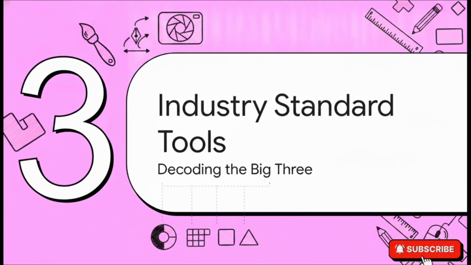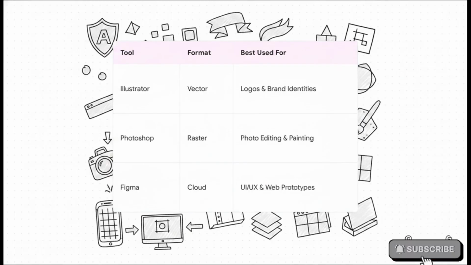Let's roll into Section 3, the industry standard tools. Time to decode the big three. Now we're going to map those core concepts we just learned directly to the software that pretty much every modern graphic designer needs in their toolkit. Honestly, treat this like your ultimate exam cheat sheet. First up, Adobe Illustrator, the king of vectors. If you're building logos, custom typography, or brand identities, this is your home. Next is Adobe Photoshop, the master of raster. If you're manipulating photos, doing digital painting, or retouching, absolutely nothing out there beats it. And finally, Figma, the absolute future of digital layouts. If you want to design mobile apps, websites, or user interfaces, Figma is the undisputed industry leader right now.